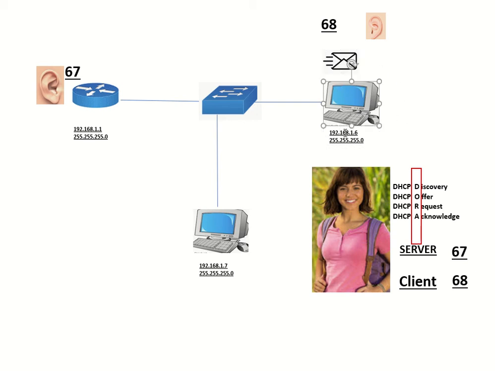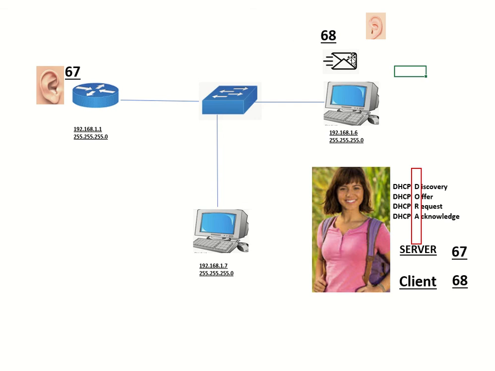So in this example, the IP address given by the DHCP server is 192.168.1.6 with a subnet mask of 255.255.255.0. Now, you might be wondering what these numbers are doing here. As we have learned during our OSI lesson or discussion, these numbers are what we call port numbers. These are specifically UDP ports.